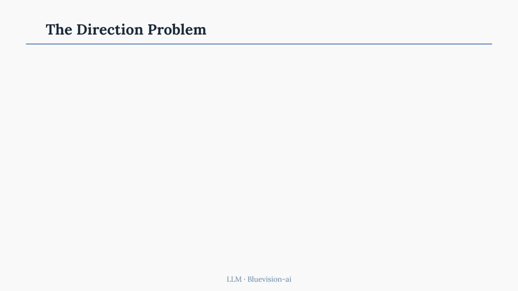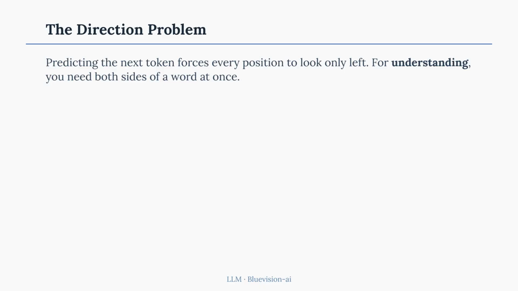Let's look at exactly what one-directional training costs us. Language model training has one objective: predict the next token. That works beautifully for generation. You feed in "the cat sat," and the model predicts "on." But to make that prediction legitimate, every position is forbidden from looking to its right. Remember the causal mask from last session? That's the mechanism doing the forbidding.